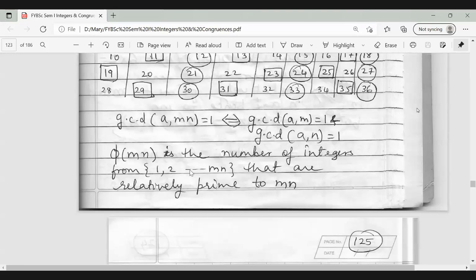हाँ 22 बोल रहे हैं ना. अभी 22 का GCD 36 के साथ, ये 36 है, 9 into 4. ओके 36 के साथ 1 नहीं है. Why? Because see these are also not 1. 22 का 9 के साथ क्या है? 1 है. बट 22 का 4 के साथ क्या है? 1 नहीं है. ओके. 2 है.